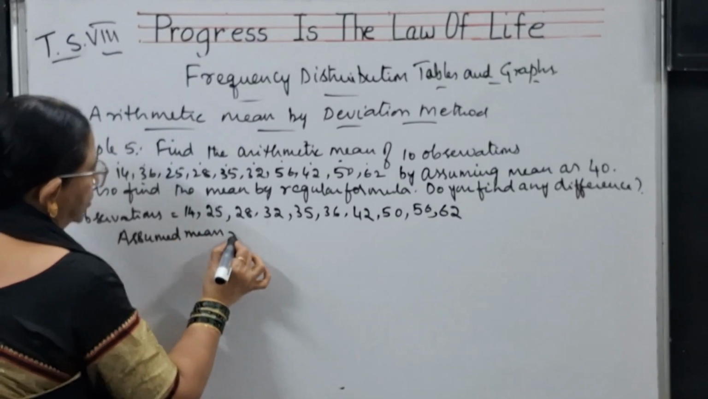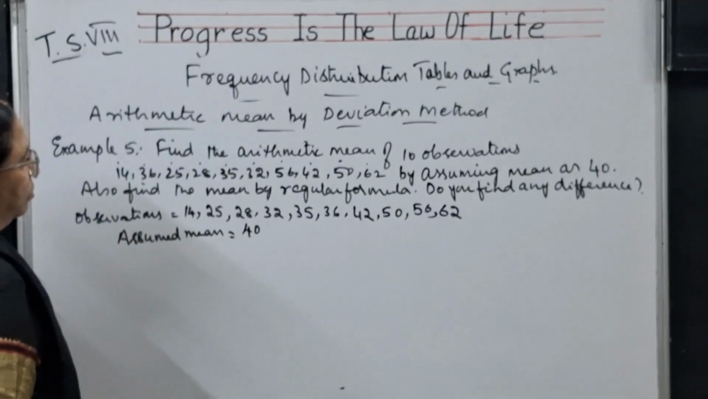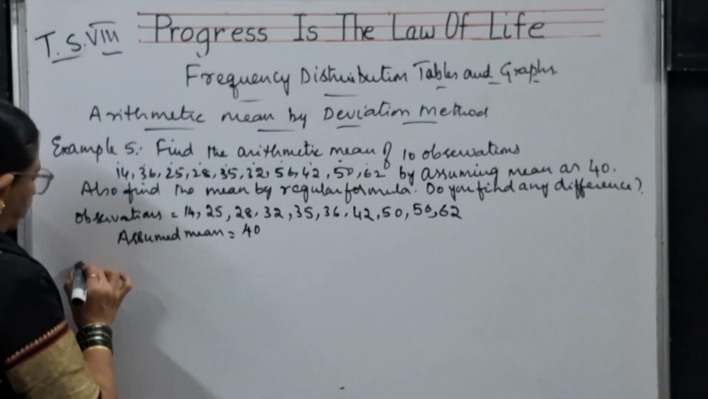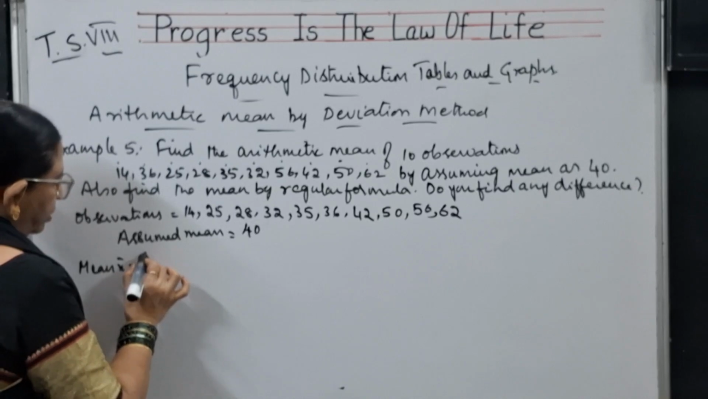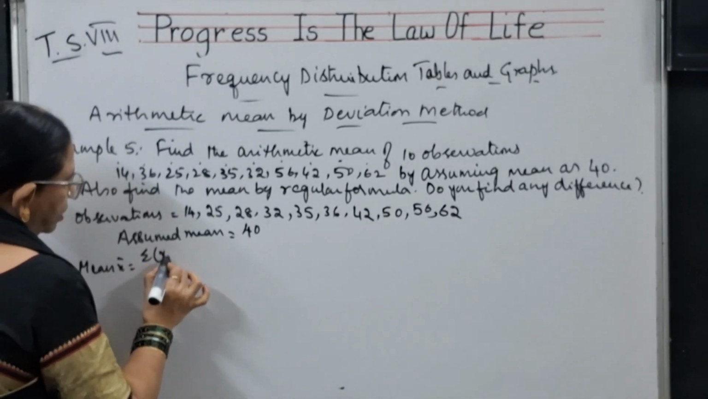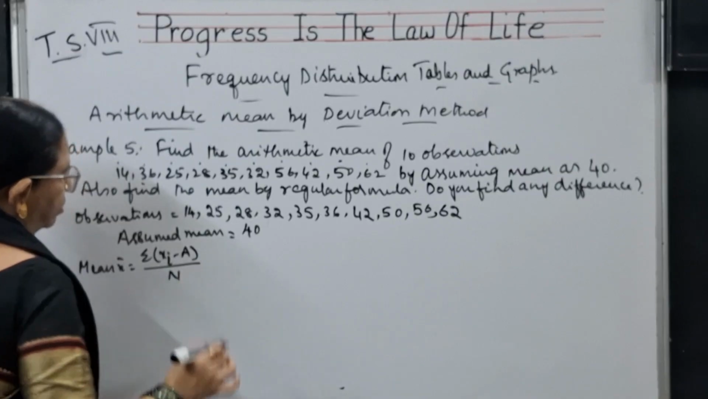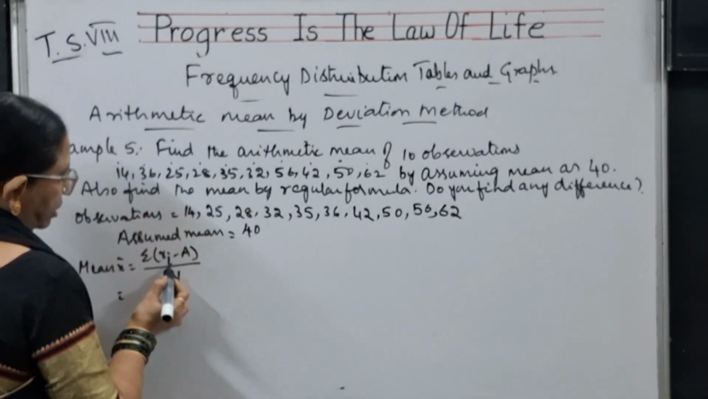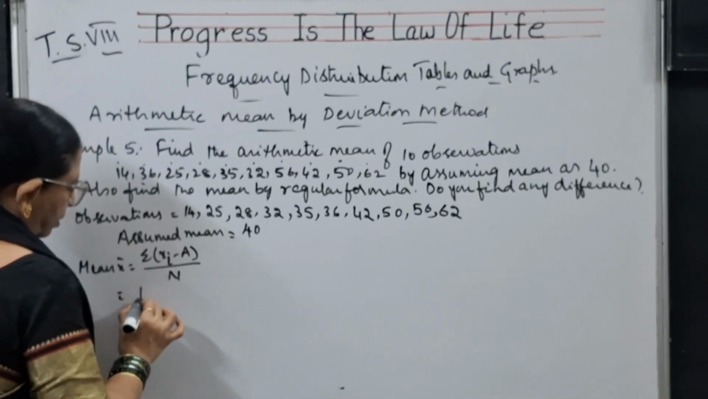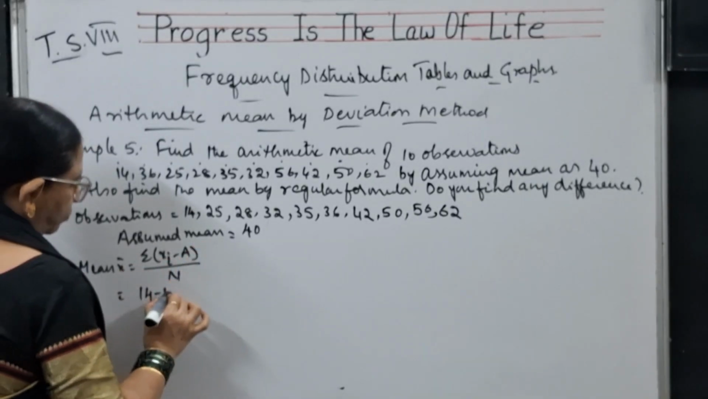Assumed mean is given as 40. So now we need to find the mean by the assumed mean method. Mean is nothing but sigma xi minus a, divided by n. That means every term, xi, the individual term, 14, minus the assumed mean 40.